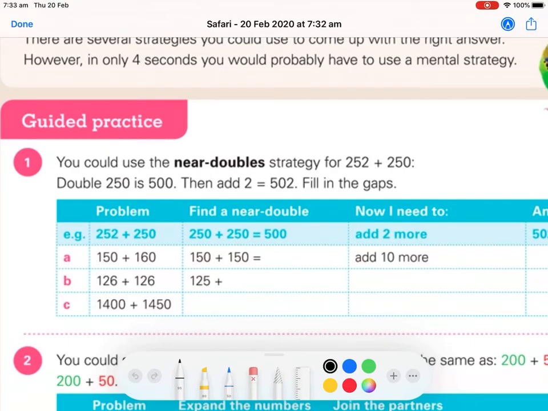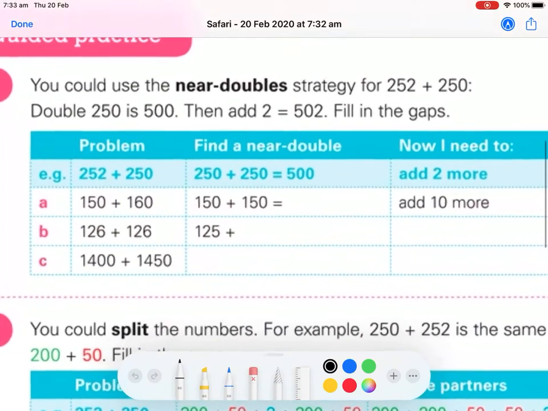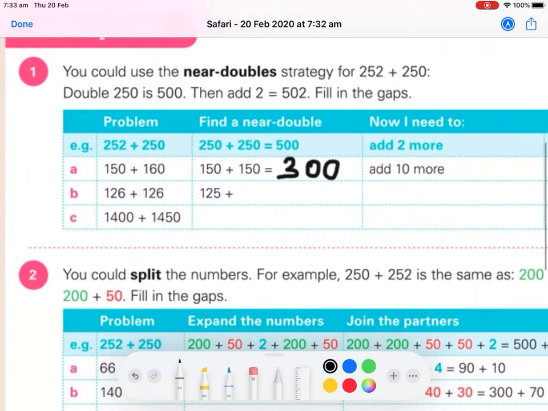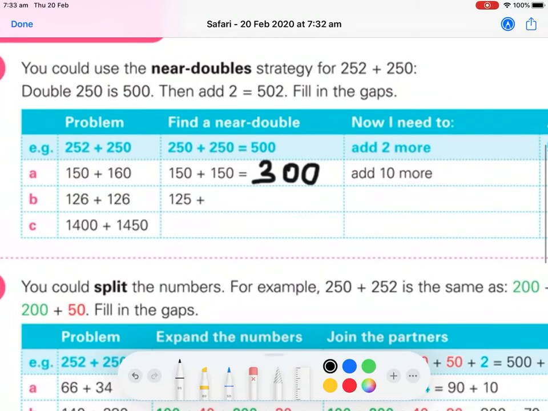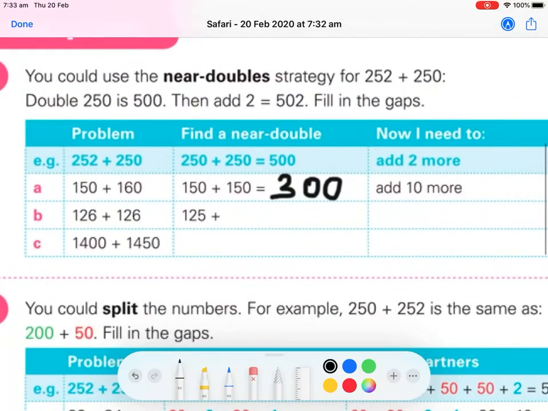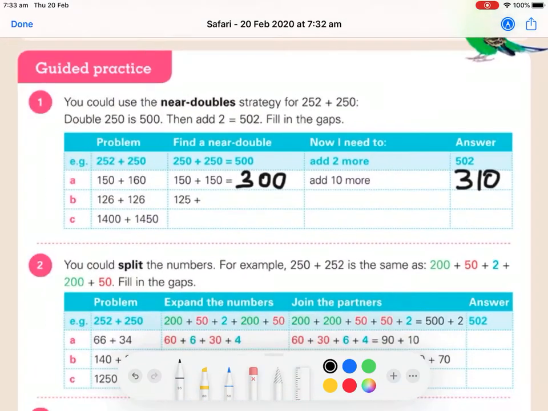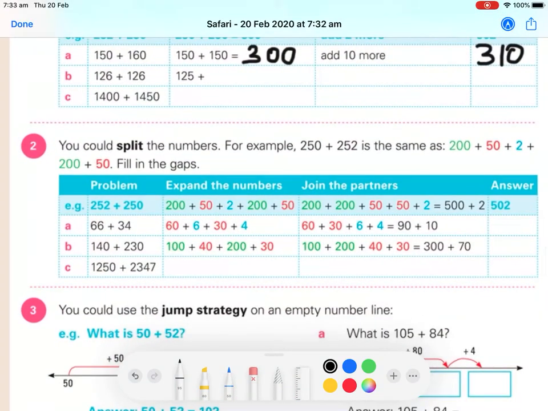You could use the near double strategy for 252 plus 250. You double 250, which is 500, and then add 2, which is 502. Then they've given us a few practice ones here to do the near doubles. So we can see they've given us 150 plus 160. So we're going to do 150 plus 150 is 300. Nice and simple. And then they're saying to add 10 more because we didn't add 10. It was 160 before. So we need to add those 10 more back on. Gives us 310.